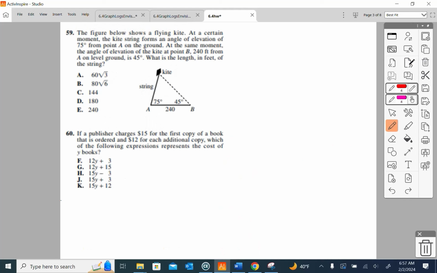Moving forward. More trick. The figure below shows a flying kite. At a certain moment, the kite string forms an angle of elevation of 75 degrees from point A on the ground. At the same moment, the angle of elevation of the kite at point B, 240 feet on a level ground, is 45 degrees. What is the length in feet of the string?